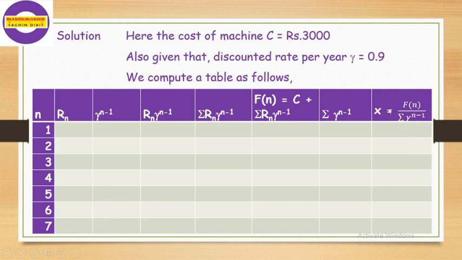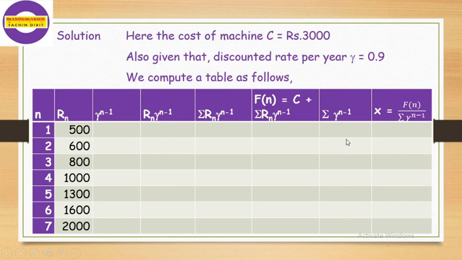Therefore, these are the 8 columns, and now we have to fill up this table using some calculations. First, we write down the maintenance cost for each year. The data is given up to the 7th year, so we prepare the table up to the 7th year. These are the maintenance costs corresponding to each year.